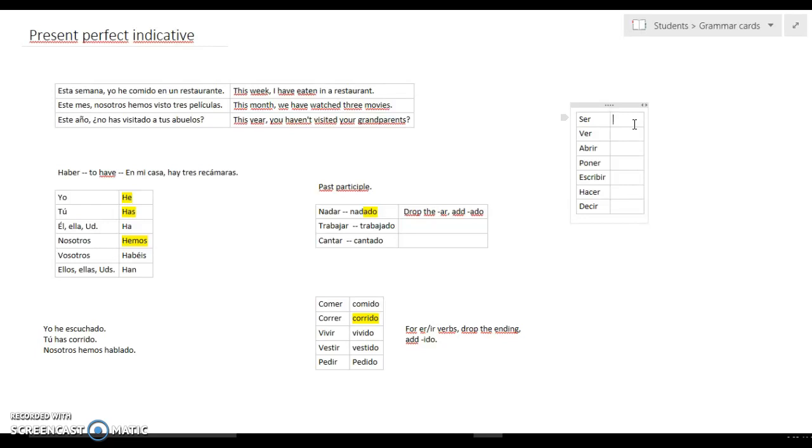So ser, it actually does kind of follow the rule. You drop the ER, you add ido, right? So he sido, ver, visto, abrir, abierto, poner, puesto, escribir, escrito. Okay, hacer is hecho, decir is dicho. Okay, romper is roto. So there's a bunch of irregulars right there. I think there's 7 irregulars there that you have to memorize.